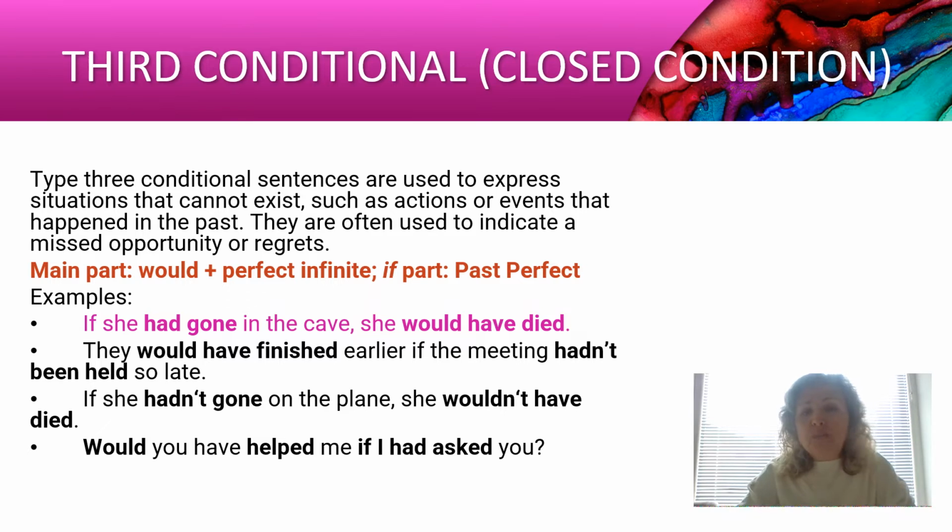The last one, well, kind of the last one, is the third conditional, which is perhaps the most difficult one to learn because it is so unreal and so, you know, closed in a way. So this is a closed condition. It is a kind of missed opportunity, missed possibility, something that has happened in the past and we can't change it. But we can think about how it could have gone differently.